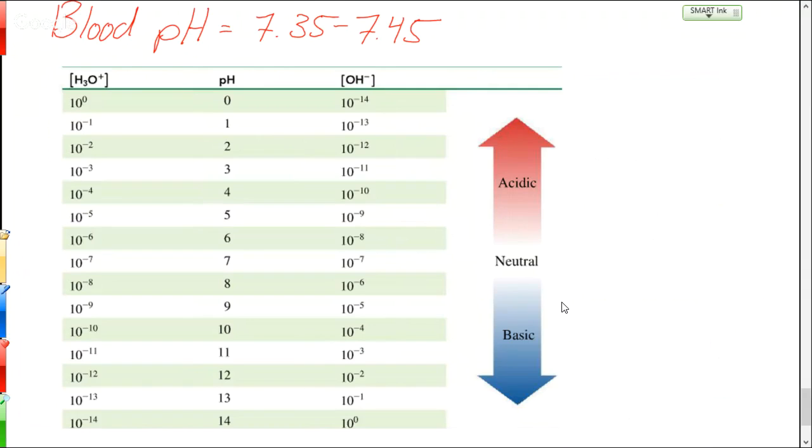The important thing is that you remember those trends, that you remember that low pH means acidic environment, high pH means basic environment.